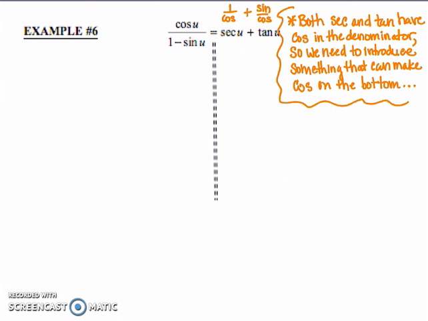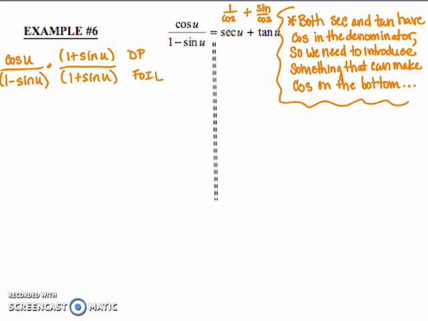So this is a situation where I am going to multiply by a conjugate, top and bottom of my expression. Let me show you what that's going to look like. In my numerator, I have cos u. In my denominator, I have 1 minus sine u. So I multiply top and bottom by the conjugate of 1 minus sine u, which is 1 plus sine u. In my numerator, I'm going to use the distributive property. In my denominator, I am going to FOIL. But when you FOIL conjugates, you end up with a difference of squares.